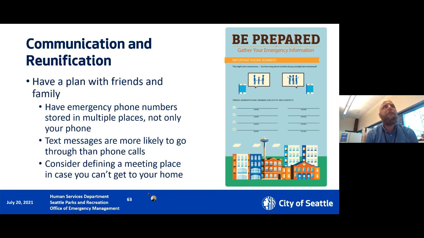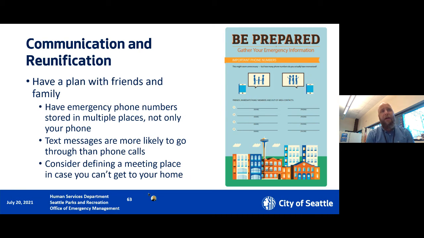So just a few points on communication and reunification. On this slide, there's an image on the right that has a cartoon illustration of Seattle. It says be prepared at the top and has space to write in emergency contact information. That is an image of an emergency planning template that we have available on our website. We did have a list of resources to share with links, but we had some trouble getting that up on our website. So when we follow up via email with the slides, we'll share those links as well.